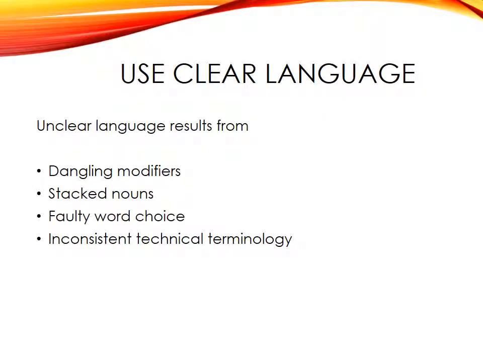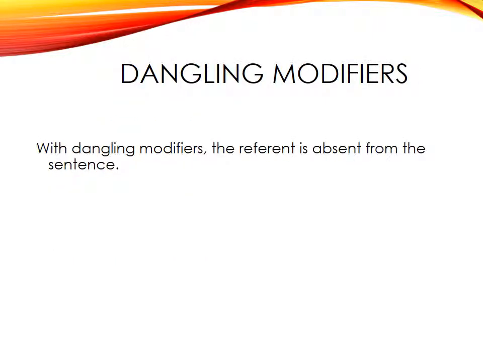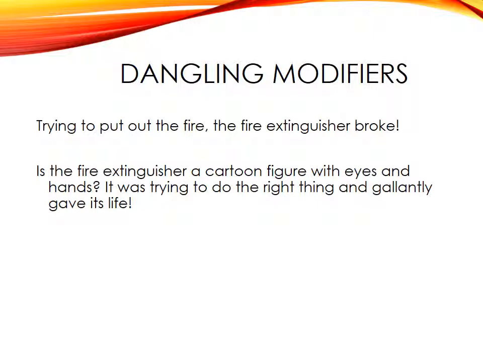So these are some more problems. Make sure you put this down on your list of problems to recognize: dangling modifiers, stacked nouns, faulty word choice, and inconsistent technical terminology. I want to focus especially on the first three. With dangling modifiers, the referent is absent from the sentence. Here's an example. Trying to put out the fire extinguisher broke.